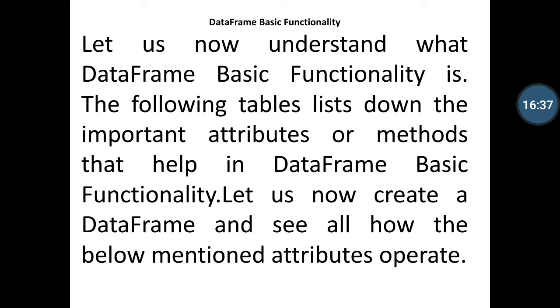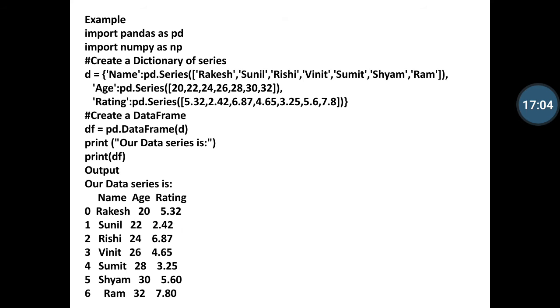Then after that I am describing another concept, the data frame, basically the functionality of a data frame. Let us understand what a data frame is. Basic functionality: the following table lists the important attributes or methods that help in data frame basic functionality. Let us see how to create a data frame and how the below mentioned attributes operate. Because I defined the data frame in our previous lecture, I am using some descriptions of the data frame.